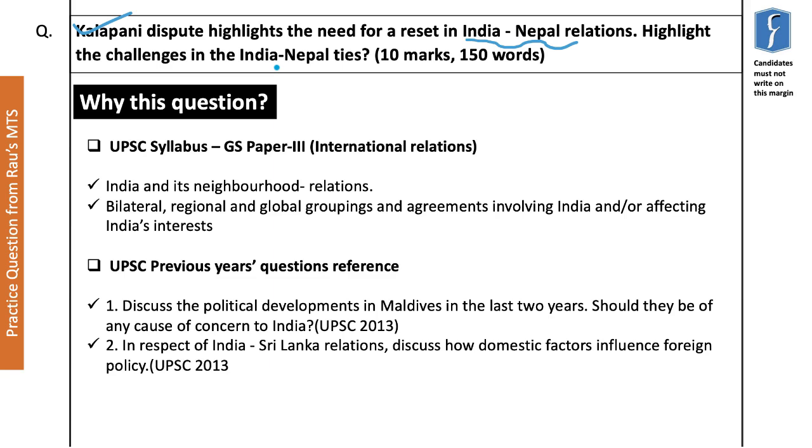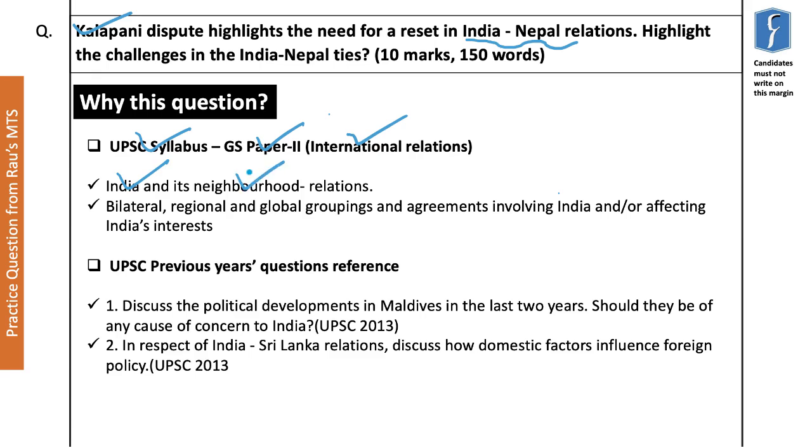Now we note that this dispute has not just started because of this Kalapani land area, but also because of the underlying issues that exist between India and Nepal. So why have we chosen this particular question and this theme, which can be important for us from the mains examination? First, it falls in the UPSC syllabus in General Studies Paper 2, where international relations is asked. And this topic is related to an important aspect of our syllabus, that is, India and its neighborhood relations.